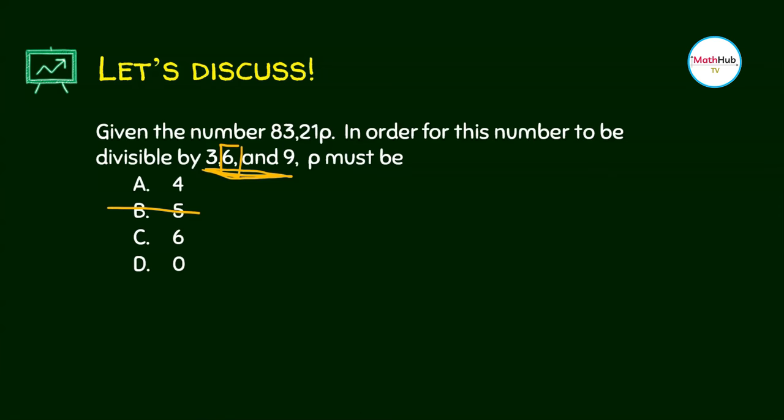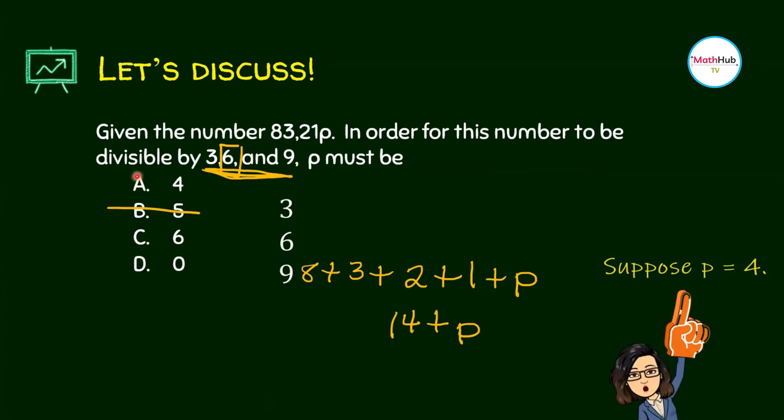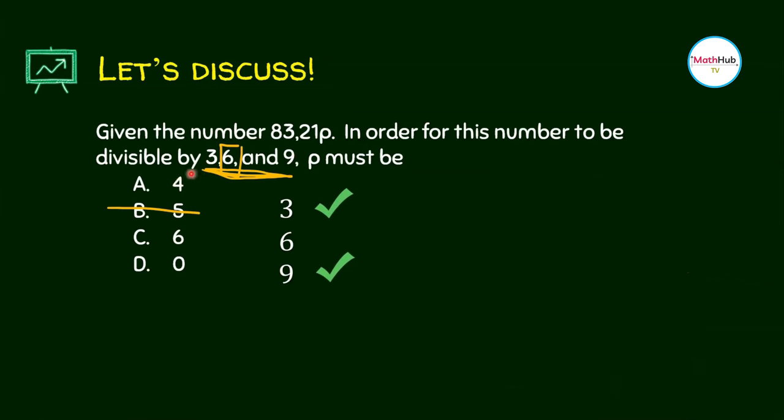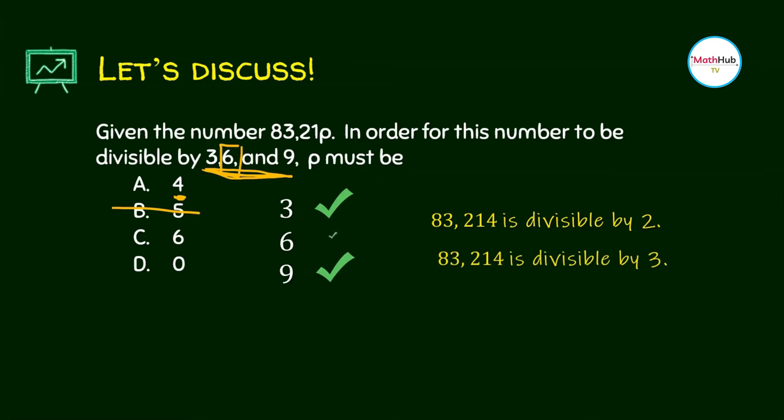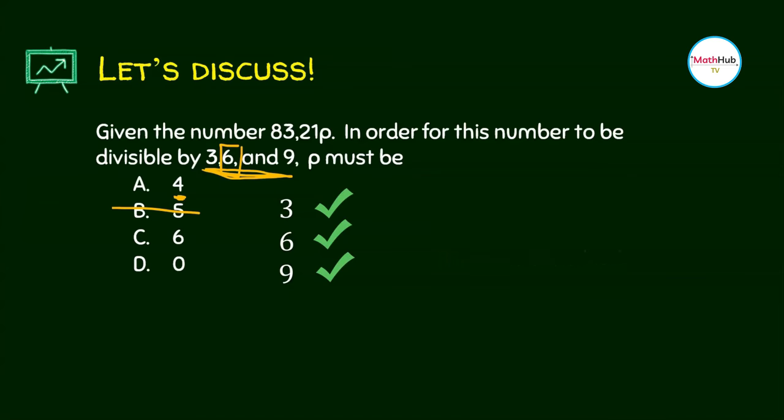Let us try A. Let us first add what we have over here, the digits 2 plus 1 plus P. We have 11 plus 2, 13 plus 1, that's 14. 14 plus something, it should be divisible by 3 and 9. Can P be equal to 4? If P is equal to 4, then this will be 18, right? And 18 is divisible by 3 and 9. Automatically, it's also divisible by 6. Its last digit is 4. It's divisible by 2. So if you're divisible by 2 and 3, you are also divisible by 6. So therefore, our answer is letter A.